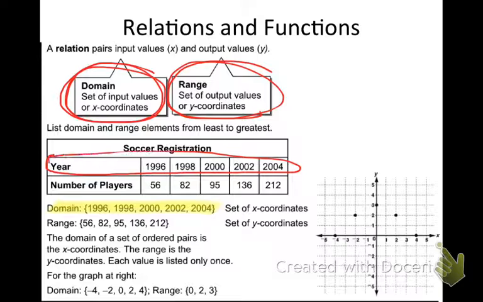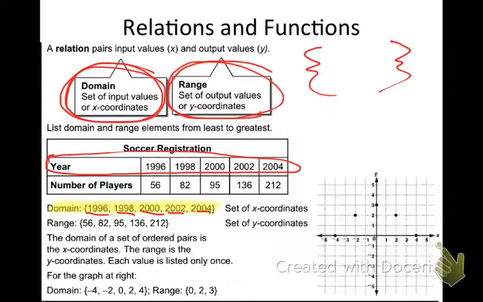When I'm asking for the domain, I'm just going to list them out from least to greatest. So 1996, 1998, 2000, 2002, 2004. I list them with squiggles on the end. That means it's a set of numbers. So the squiggle there represents a set of numbers: the set of numbers 1996, 1998, 2000, 2002, 2004.